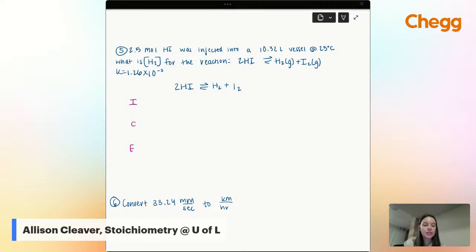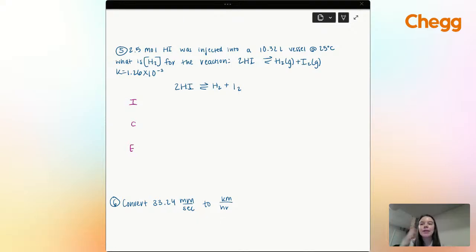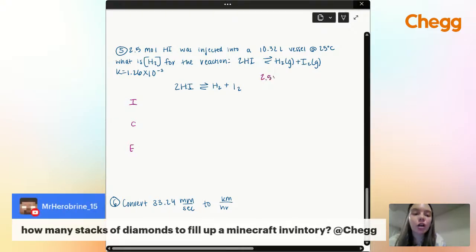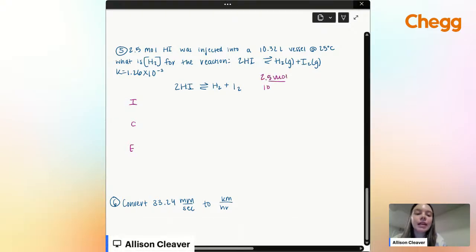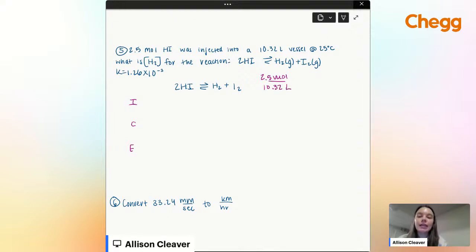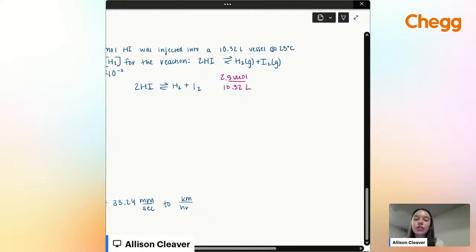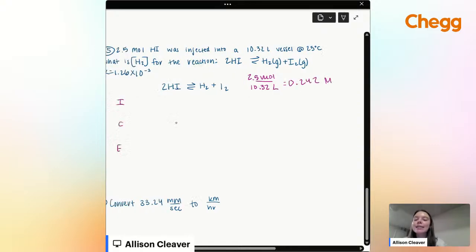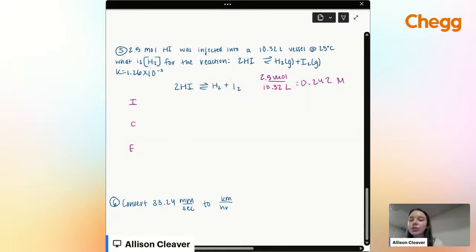We start with I. I is what we start with. What we want to do is find our molarity. This is kind of a trick question. Since the ending problem's asking for molarity, we have to start with molarity. To do that, we do our 2.5 moles over 10.32 liters. If you got 0.242 molarity, you're absolutely correct. So that's going to go in our initial.